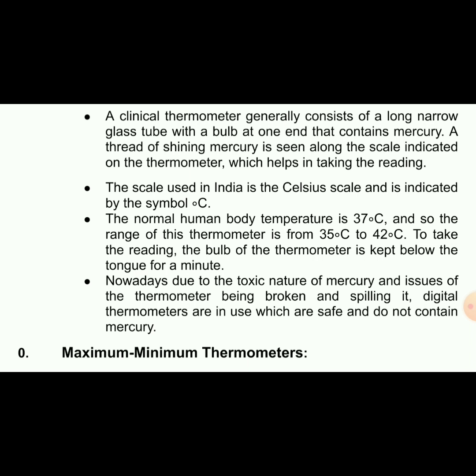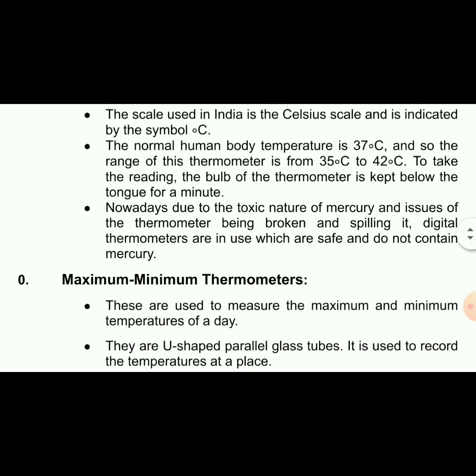To take the reading, the bulb of the thermometer is kept below the tongue for a minute. Nowadays, due to the toxic nature of mercury and the issue of the thermometer being broken and spilling it, digital thermometers are in use, which are safe and do not contain mercury.